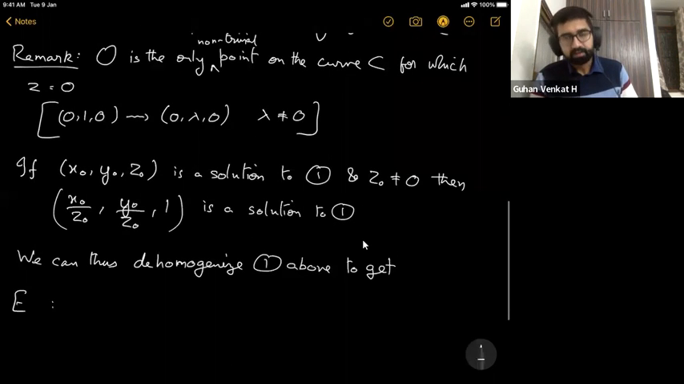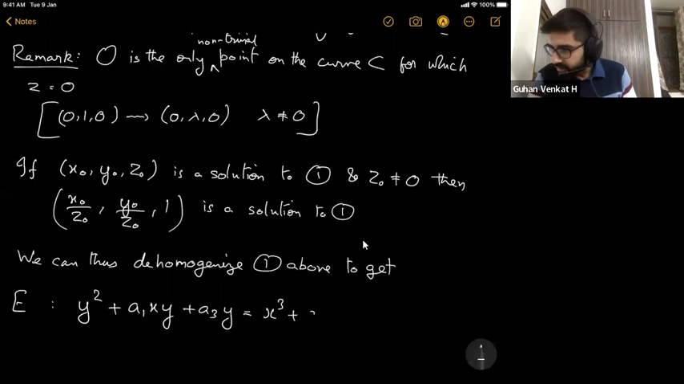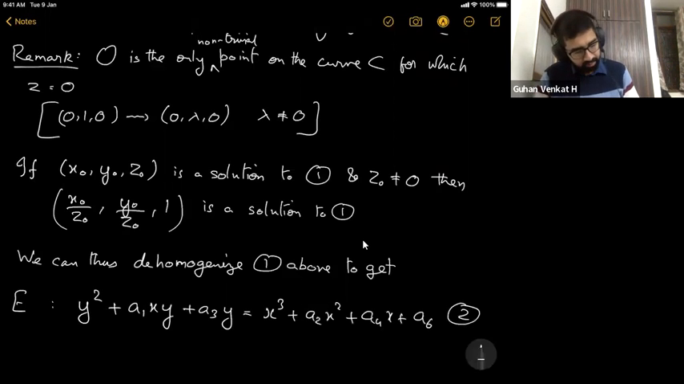Then I'm going to call this straight away as E, but then I'll make a formal definition of an elliptic curve in a short while. So I get an equation of the form y square plus a1xy plus a3y is x cubed plus a2x square plus a4x plus a6.